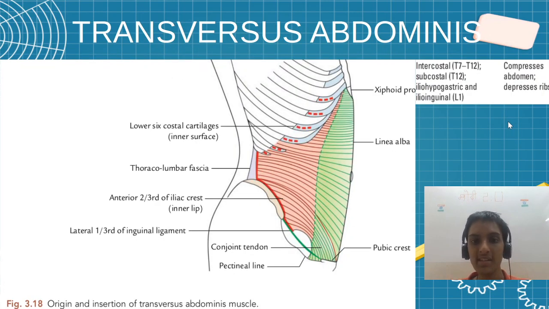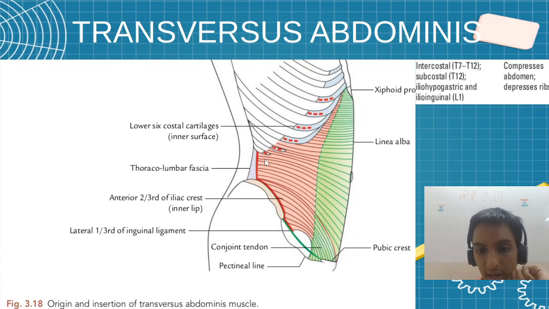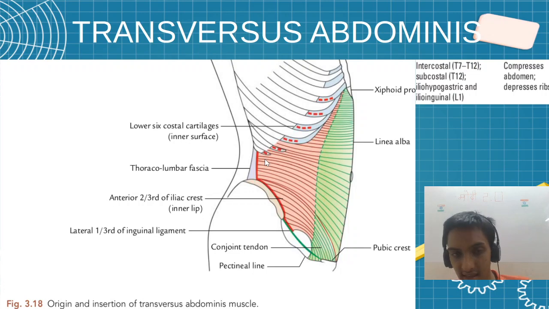Next will be the transversus abdominis muscle. This will come from the lower 6 ribs. From the lower 6 ribs it will come. Insertion is same as that of the oblique muscles only. Nerve supply also the same and action is also the same.